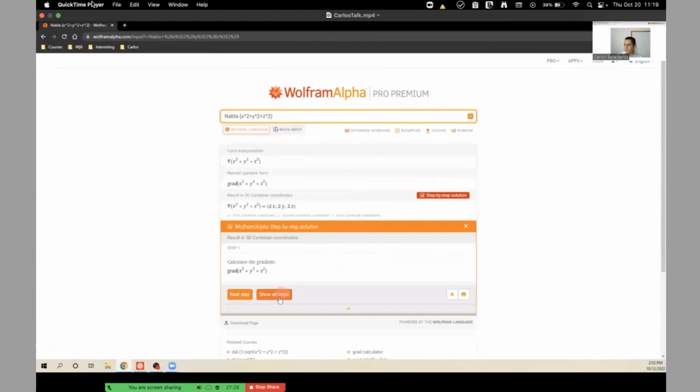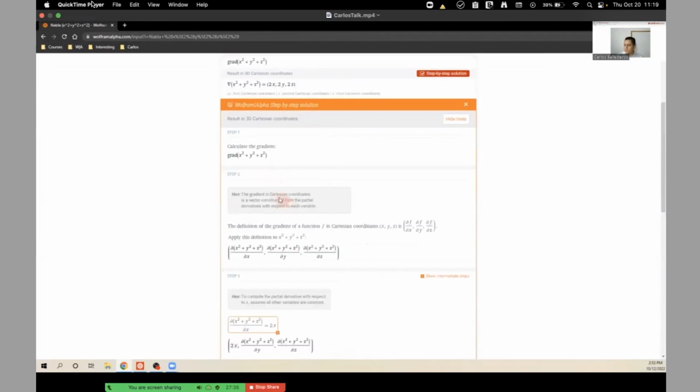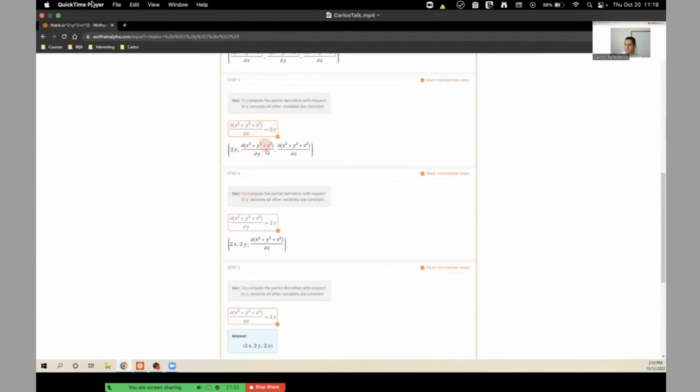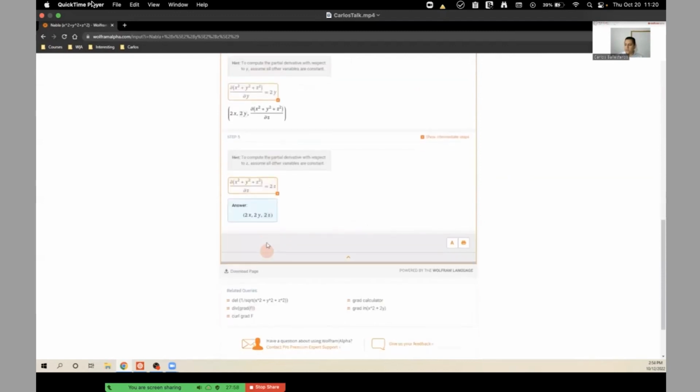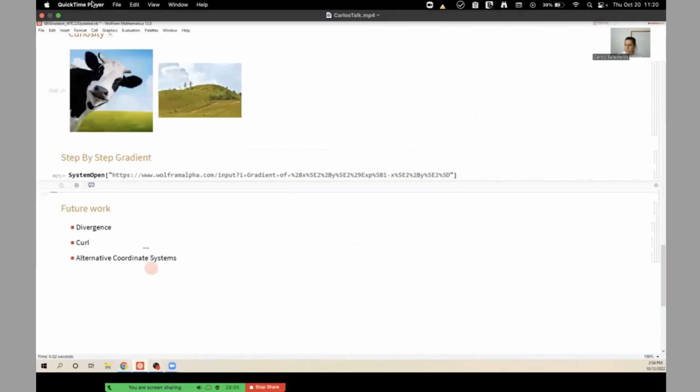Great. You can see here. One second, yeah. We can see the step-by-step solution. Again, we have the step-by-step. We have the definition for gradient in 3 Cartesian coordinates. And then we only need to calculate the partial derivatives, first with x, then with y, and z. Yeah, that's all from this function.